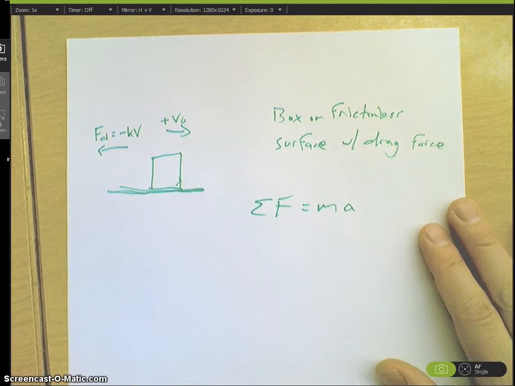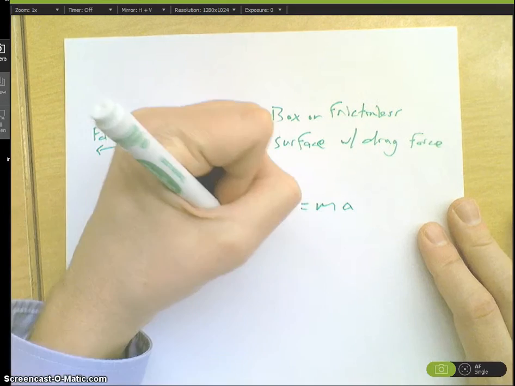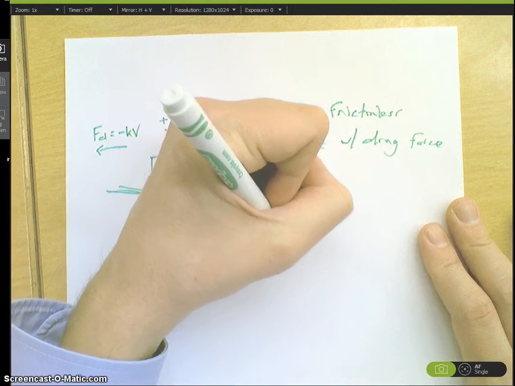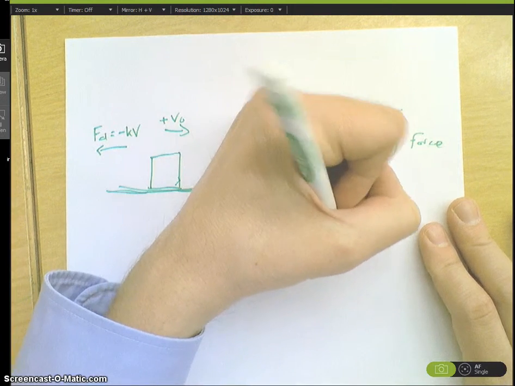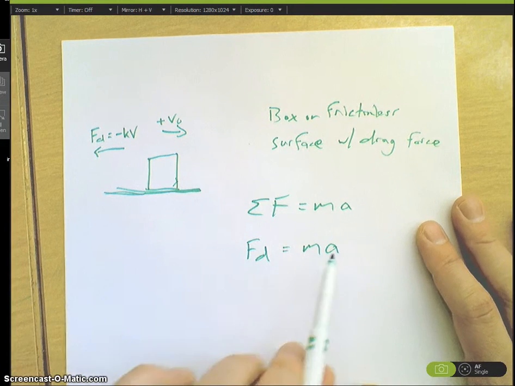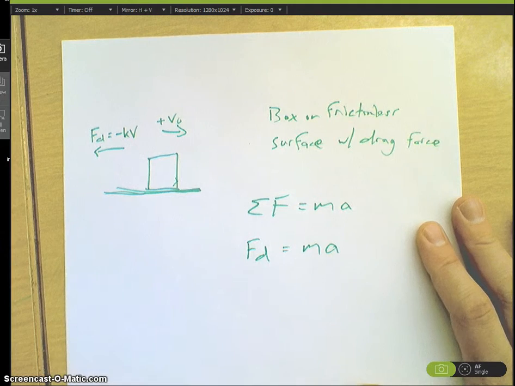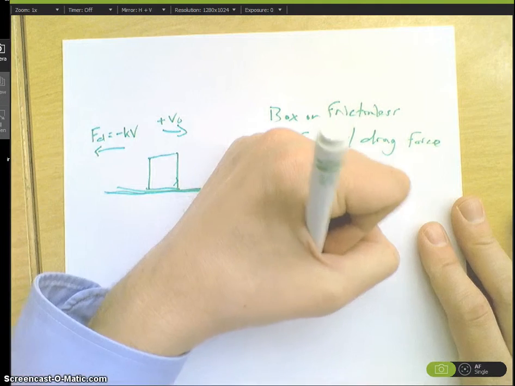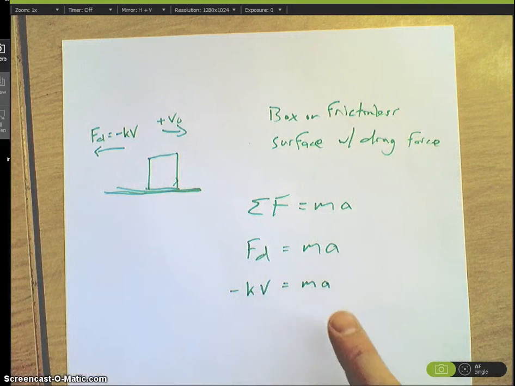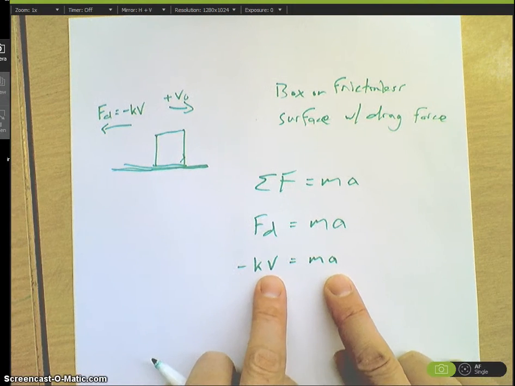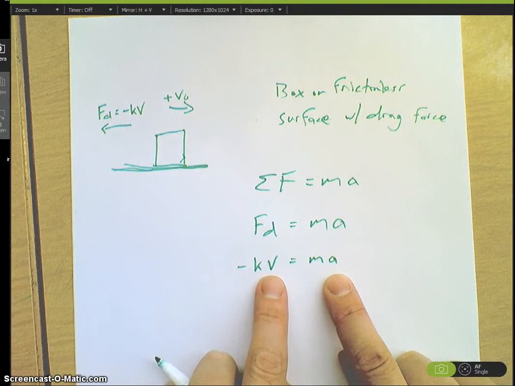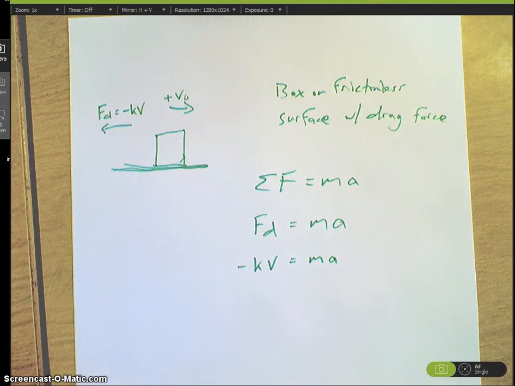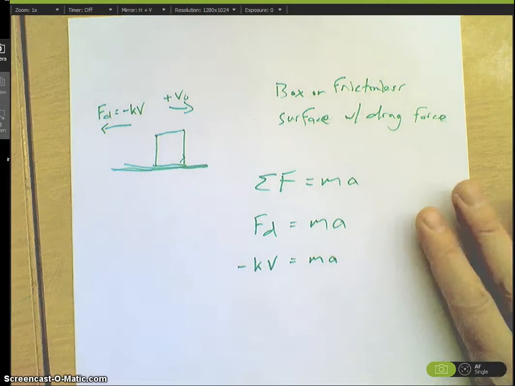What is the force in the x direction? The drag force. That's it. And that's going to cause the mass to accelerate. Now the difficulty here is that as the acceleration changes, the force is going to change. Because we have minus kv equals ma. Both of these terms depend upon a. They change with time. So in order for us to analyze this, we're going to have to do calculus.